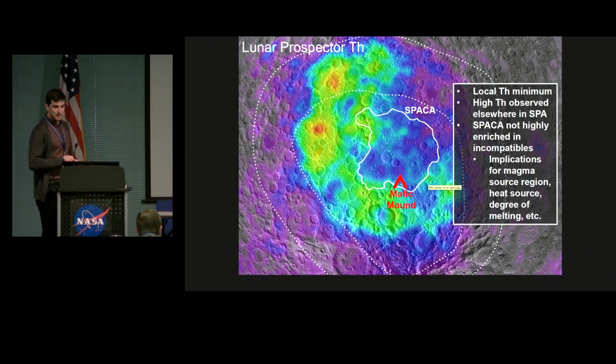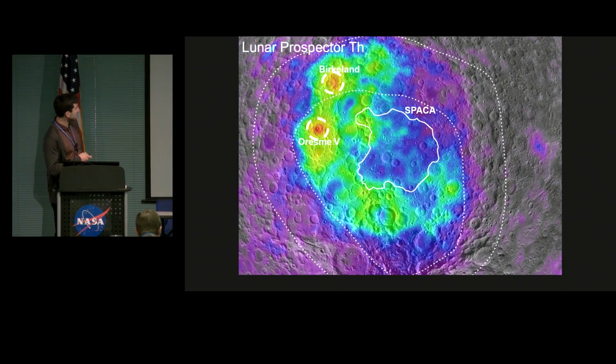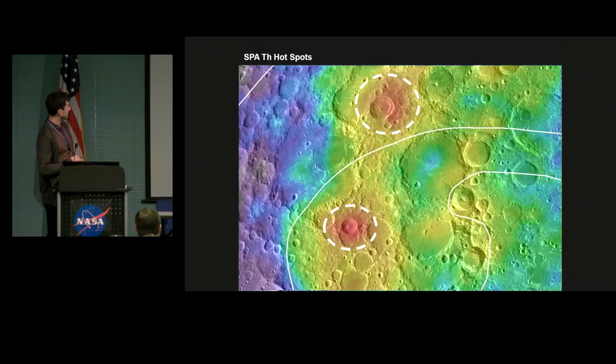So Spaka isn't the only interesting thorium-related feature in SPA. I've been working with Ryan Watkins on looking at the thorium hotspots in SPA, and these are up to the northwest. So these are correlated with 2 craters in the northwestern area of SPA. This is Oresme V to the southwest, and Birkeland to the northeast of this figure. So both of these craters are fairly young.